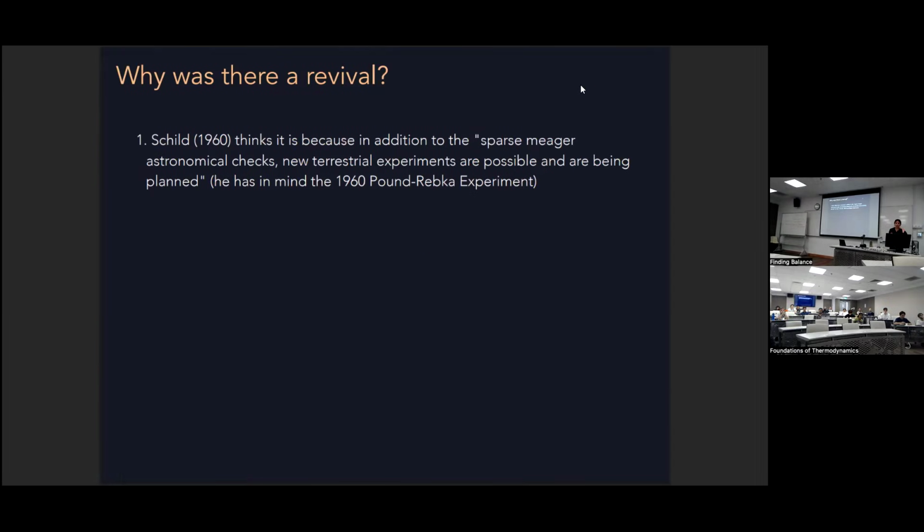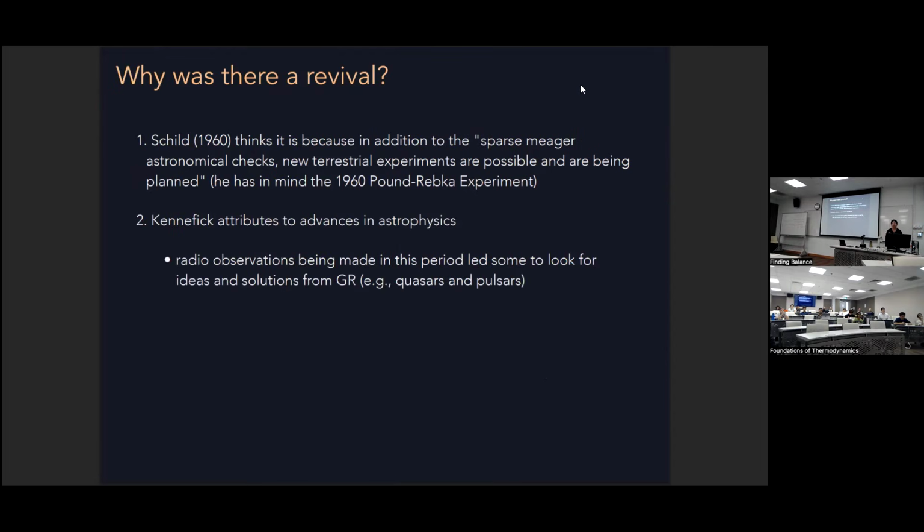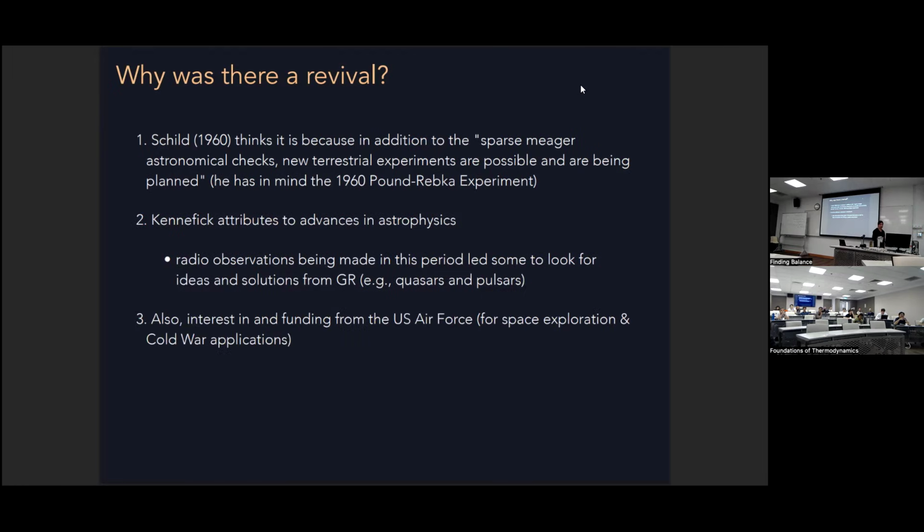Okay, so why is there a revival? Shield thinks that this is partly because new terrestrial experiments are becoming possible. He has in mind something like the Pound-Rebka experiment. So that's part of the story. Kennefick attributes it to advances in astrophysics. He ties this to the interest in radio astronomy, quasars and pulsars, and how GR might contribute to understanding those. This doesn't actually end up panning out for GR, which doesn't have much to say about quasars and pulsars, but they thought that it might have more to say, and so people began pursuing it.